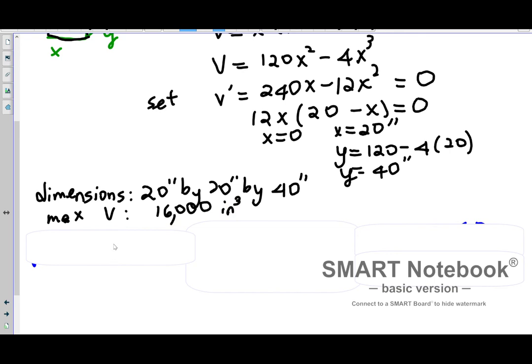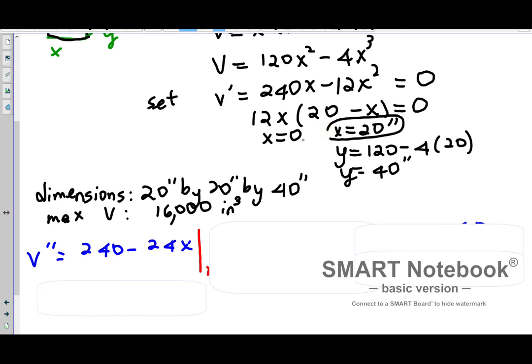And how do we go about checking this answer? So go from v prime, take the derivative of v prime to get v double prime, and you're going to find that you get 240 minus 24x. Now notice this one has an x in it, right? So that means go ahead and plug in the x that we claim to be the maximum for the volume function. So take that x value and plug in here. And really the only thing you want to show is, is the result positive or negative?